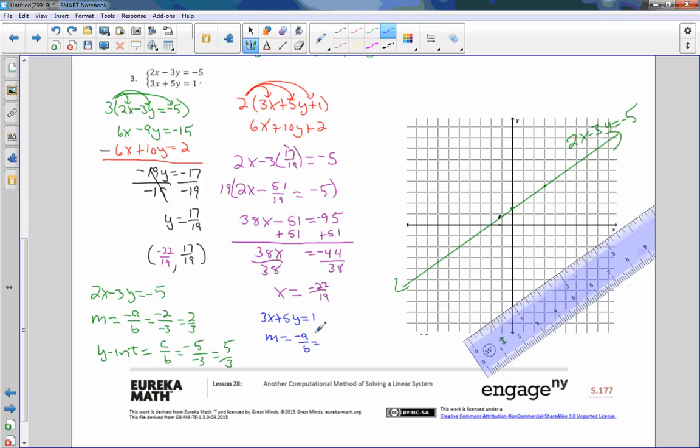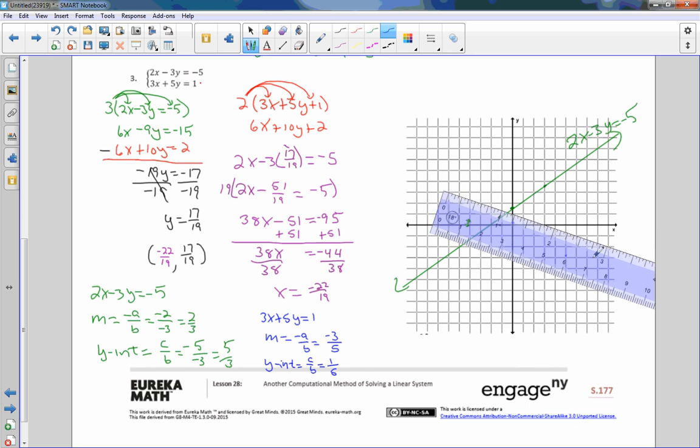And then I can already see this is going to work, because if I line up this like so, that black dot that we got for a solution is where those two lines are crossing, and this is the equation 3x plus 5y equals 1. So I've just confirmed that it does cross right there. Okay, so there you have it. That is the end of lesson 28. Review this lengthy summary. Go to your problem set.